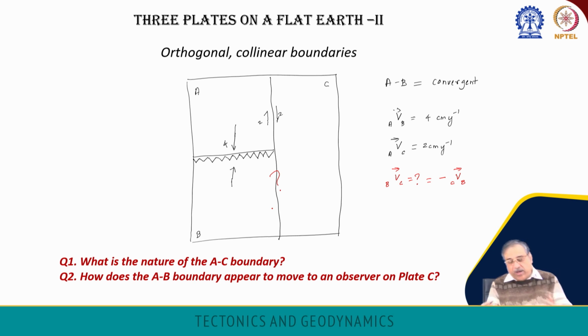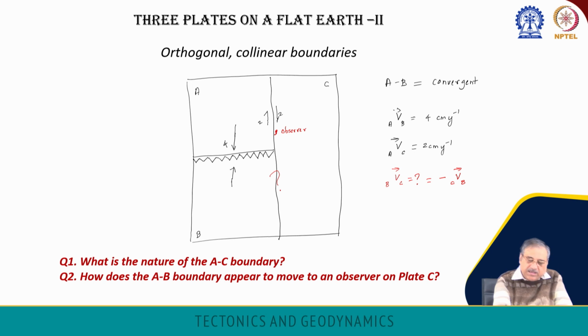So that is question number 1 that we can frame in this context. What is the nature of the AC boundary? We would like to know what the nature of the AC boundary is. This is something that is important for us to understand. However, there is a second thing that we can think of. Imagine yourself to be an observer. Let's say you are an observer situated at that particular point, here. Now the observer who is located here is looking across the plate boundary. Now what is he seeing?